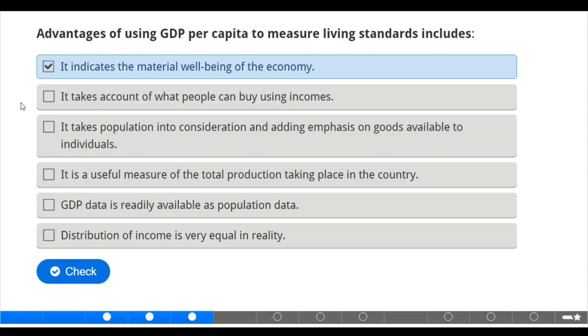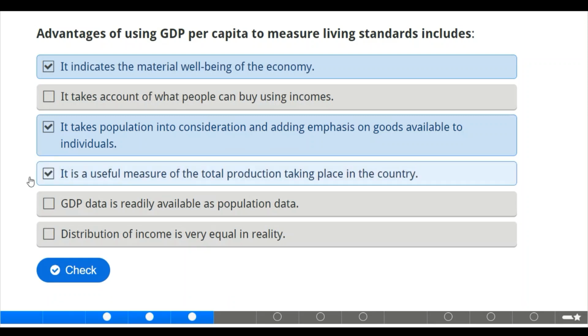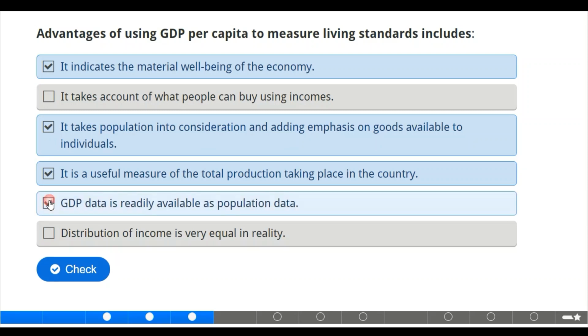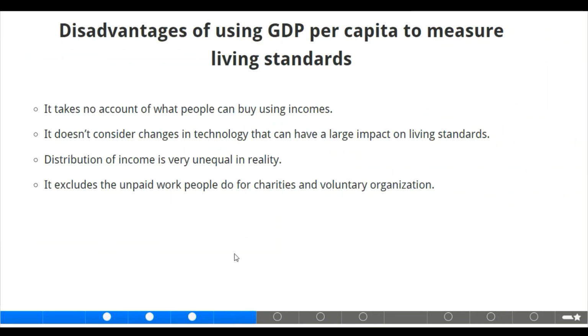Now, it takes population into consideration and adds emphasis on goods available to individuals. Of course, it also takes population into consideration. It's a useful measure of the total population in the country. Of course, yes. Now, GDP is also readily available, as population data is. Of course, we said GDP per capita measures the average income per person in an economy, that is, the number of people in an economy. Distribution of income is very equal in reality. Of course, no, GDP per capita doesn't show income distribution. Let us check. We are good to go. Now let us move to the next slide.